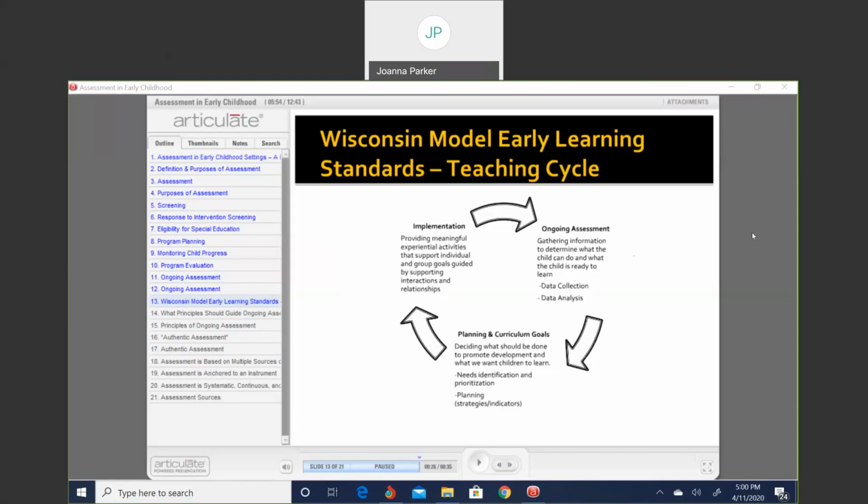Also, we've been talking about, as we think about early learning standards, that the DC early learning standards or the objectives for learning and development that are part of Creative Curriculum and Teaching Strategies Gold, for those of you using those tools, are really talking about the same thing.